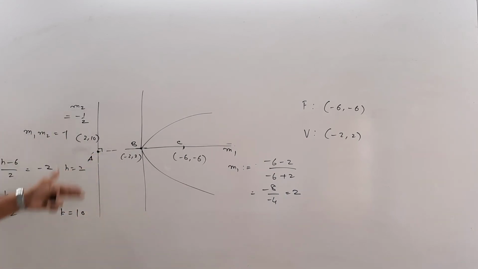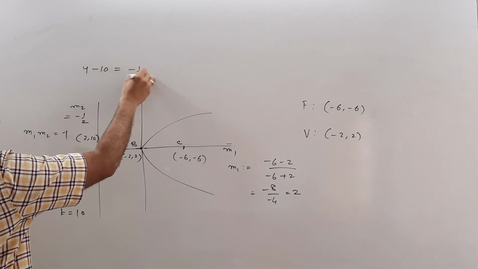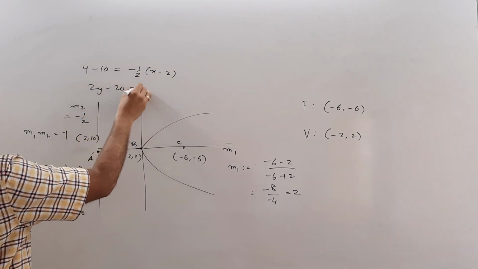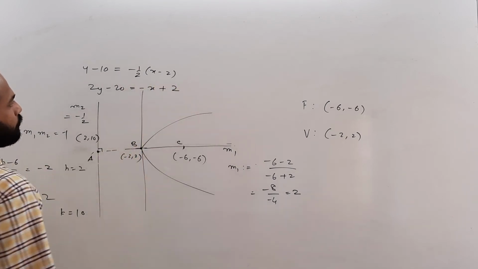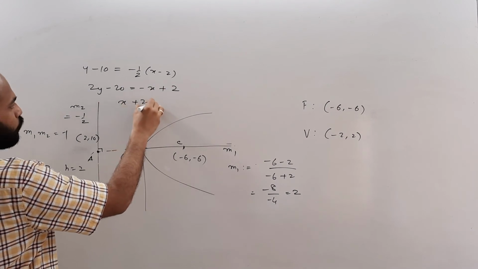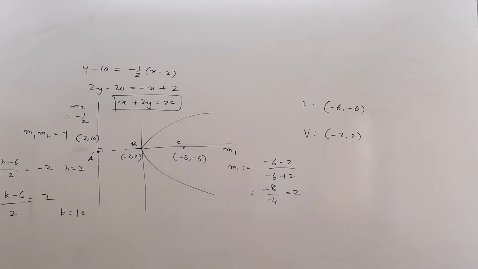Now we have the point and we have the slope of this line. So we can write the equation of this particular directrix as y minus 10 is equal to minus half into x minus 2. So this is going to be 2y minus 20 is equal to minus x plus 2. Continuing further, we will get x plus 2y is equal to 22. That is the equation of this line.